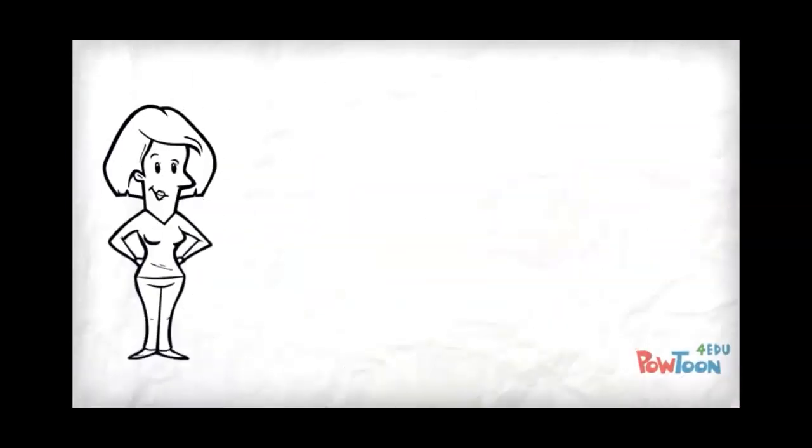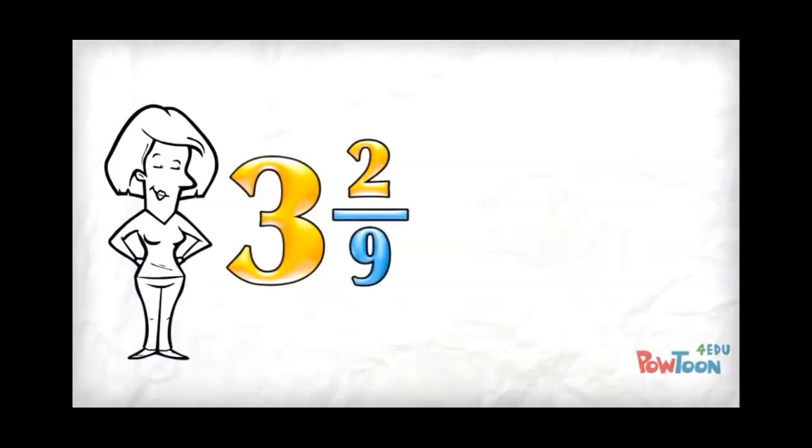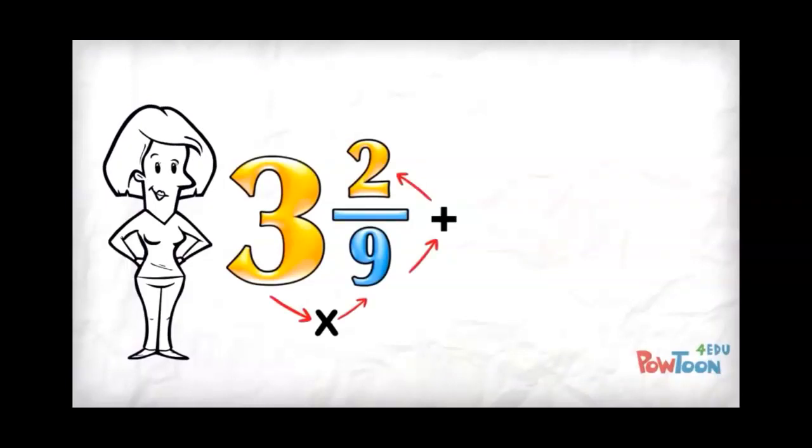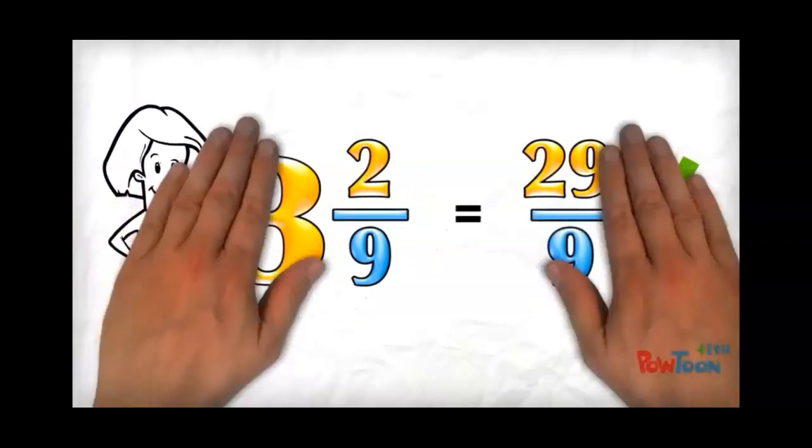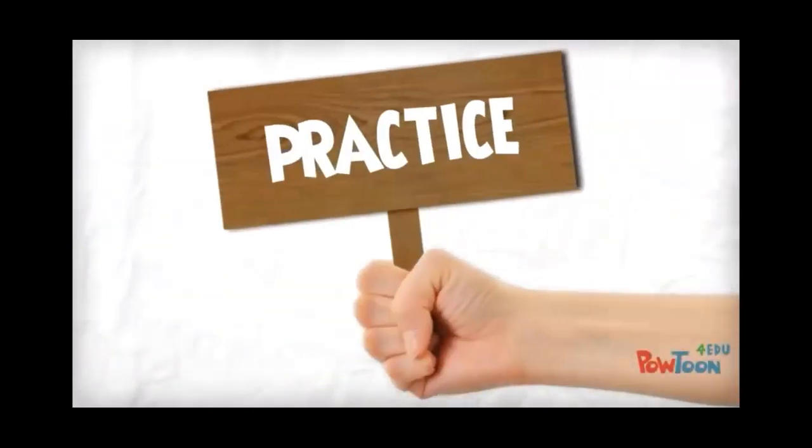So when you're changing a mixed number to an improper fraction, you take the whole number and multiply it by the denominator, and then you add the numerator, and that's your total number of parts. It's your new numerator. Put it over the old denominator and you're all done. And with a bit of practice, this will soon be second nature for you.